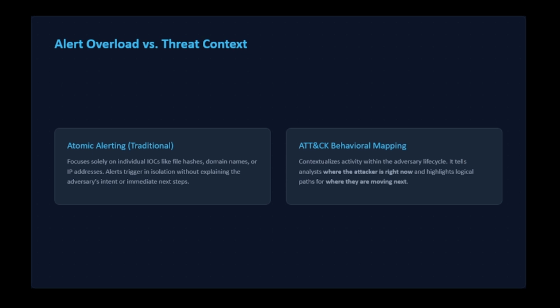So first, let's talk about atomic alerting. That is your more traditional type of alerting that your SIEM's going to do, that your SOAR is going to do, your firewall, your EDR. They work on the atomic level. And we'll explore the atomic level briefly here shortly. So what is this? Well, it focuses primarily on individual IOCs, such as file hashes or domain names or IP addresses. These alerts will trigger without really explaining any intent or possible immediate next steps.